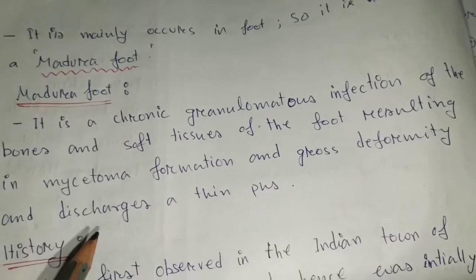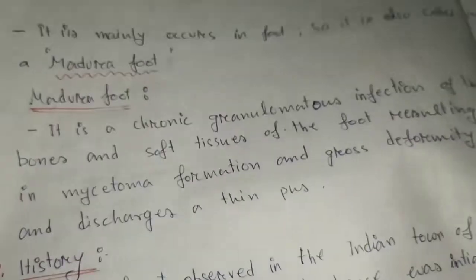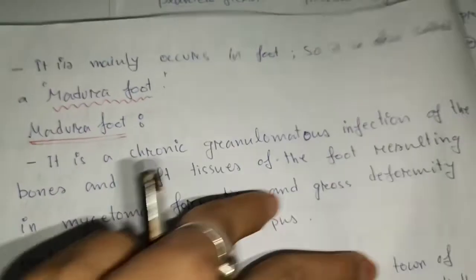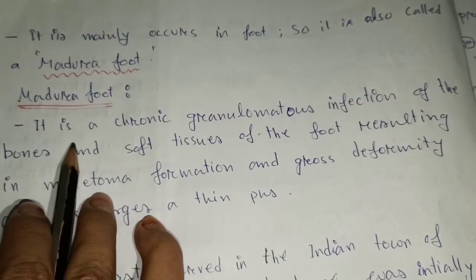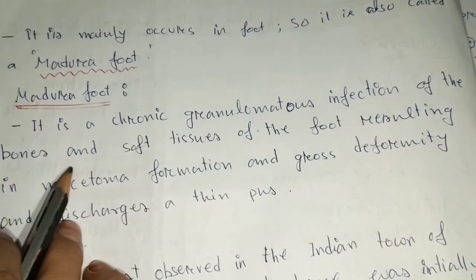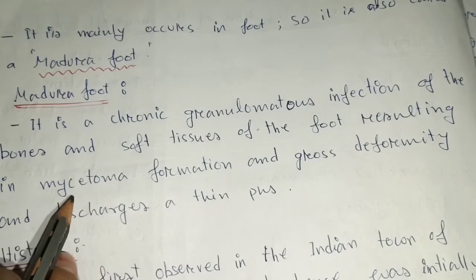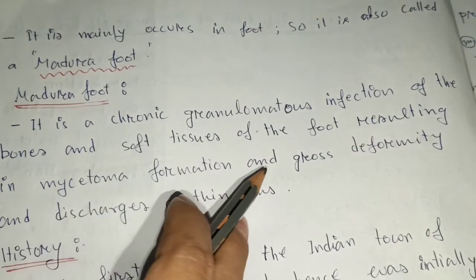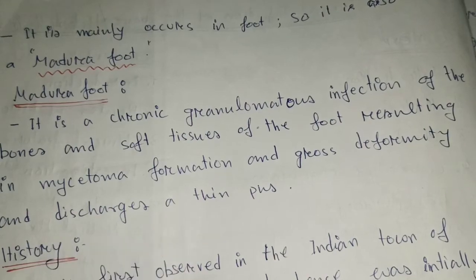Madura foot. Now we will understand what Madura foot is. Madura foot is a chronic granulomatous infection of the bones and the soft tissue of the foot, resulting in mycetoma formation and gross deformity and discharge of a thin pus.